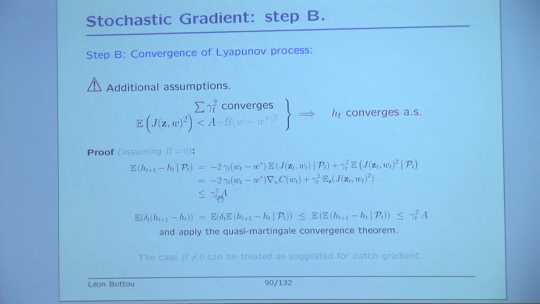Therefore, it converges. Now, if I take just the terms with positive increases, the expectation of the positive increase indicator times the difference is the expectation of the indicator times the expectation of the difference given P_t, and you can just shuffle the expectation around, and you get this is less than gamma_t squared A as well. You apply the quasi-martingale convergence theorem, and you show that, at least in the case B equals 0, the process h_t converges with probability 1. Almost surely and with probability 1 are the same thing. Now, the case B different from 0 can be done exactly the same way as the batch gradient. You just have to redefine the series, and it's just a pain, not worth showing.